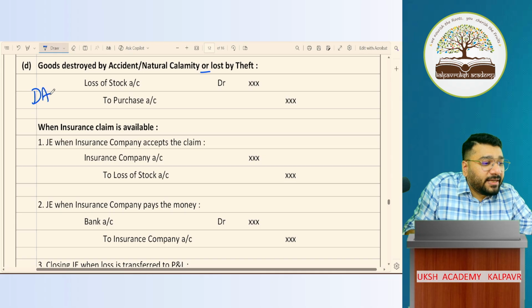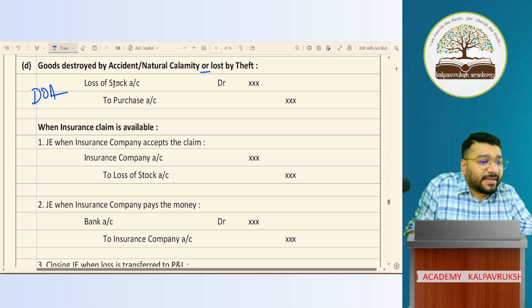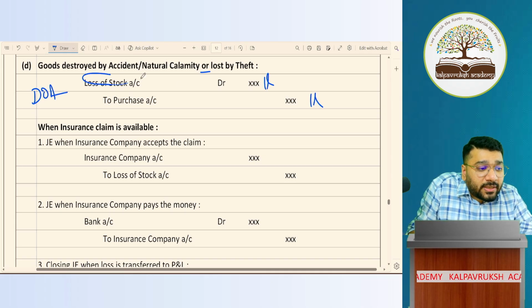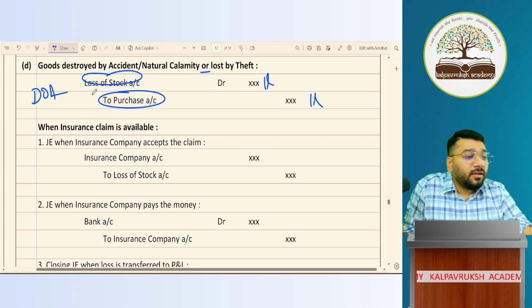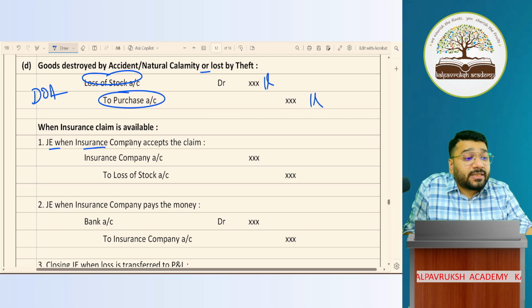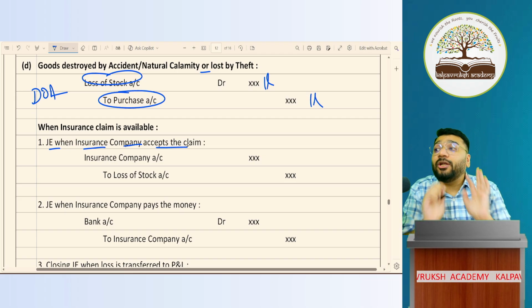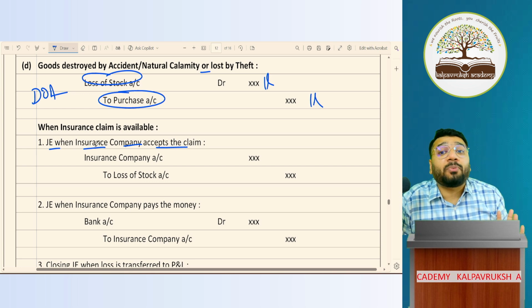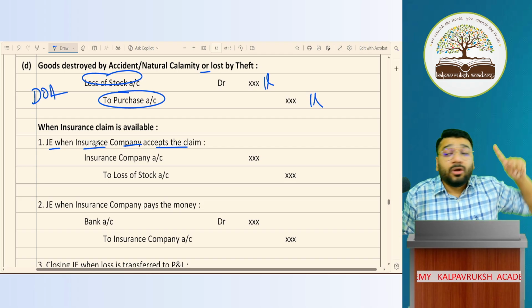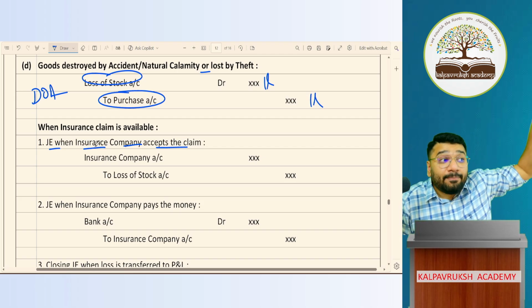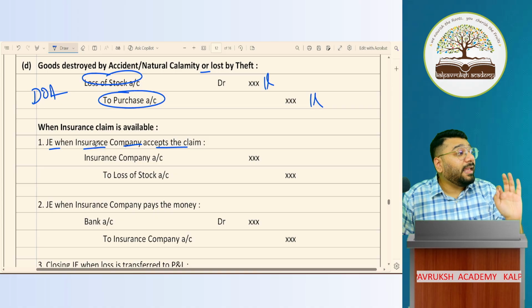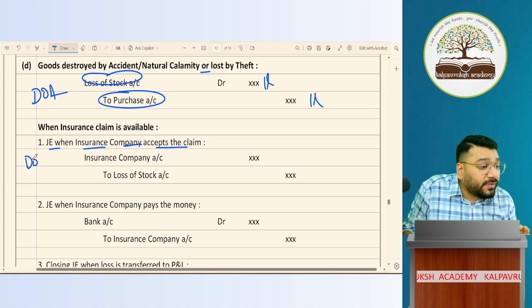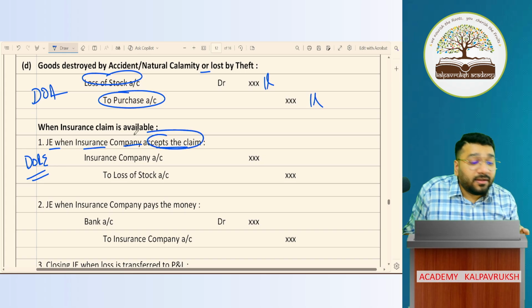on the date of accident, let's say 1 lakh, loss account debit to purchase. When the insurance company accepts the claim, it means it has sent an email to you that we will process so and so amount. In our example, let's suppose 80,000 claim is processed. Goods lost worth 1 lakh. Claim processed 80.